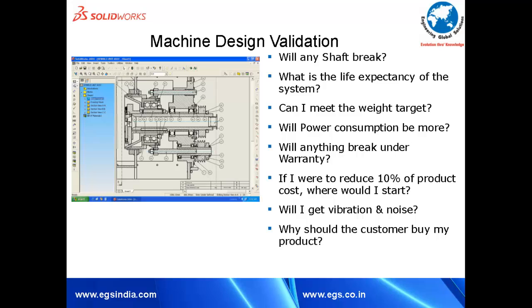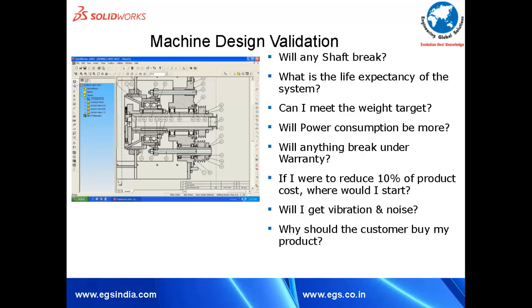We all talk about factor of safety. How is factor of safety related to the life of the product? Because at the end of the day, to the customers, we are providing warranty in terms of number of months or years, and not in terms of factor of safety. Can I meet the weight target with regard to this? Because transportation and shipment of this is going to be an issue.